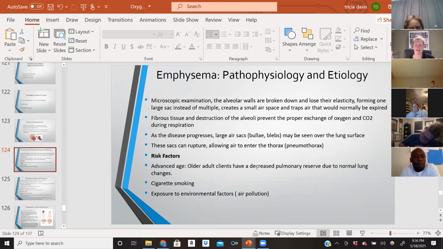So risk factors are advanced age. Older clients have decreased pulmonary reserve due to the normal lung changes that we see in advanced age, patients who smoke cigarettes, and then any environmental exposure. So air pollution, depending on what type of jobs they had in their lifetime, things like that, secondhand smoke, primary smoke.